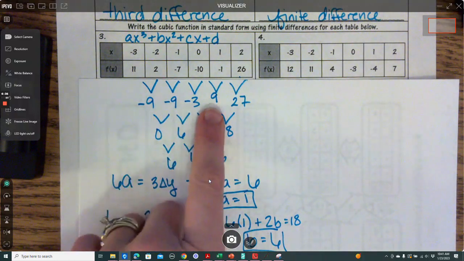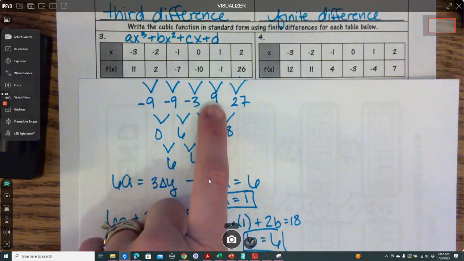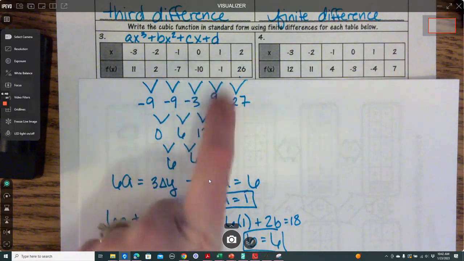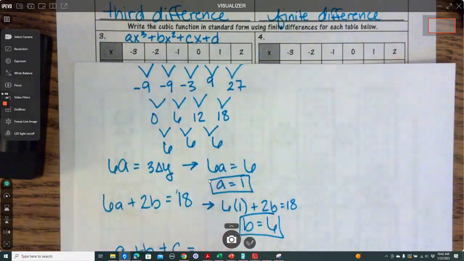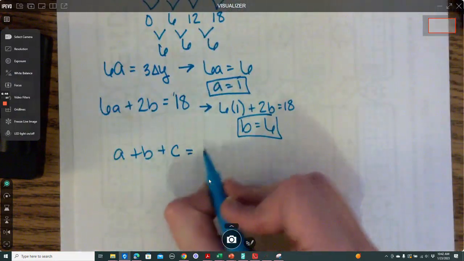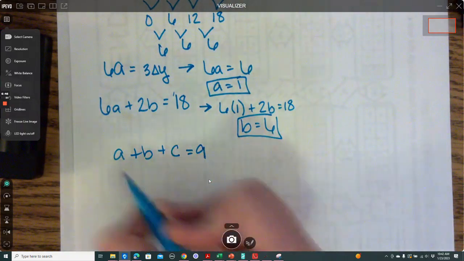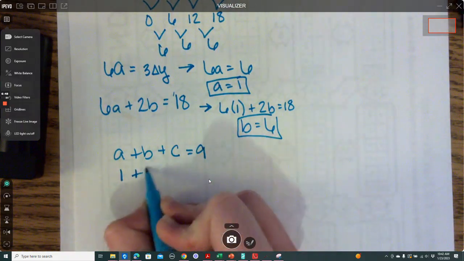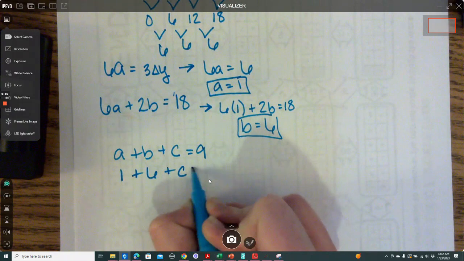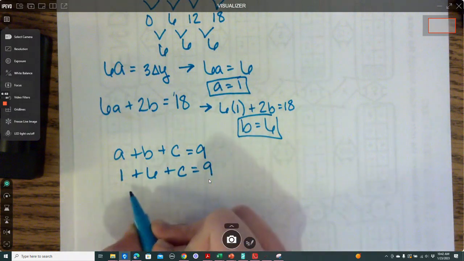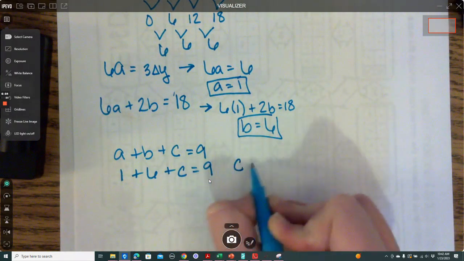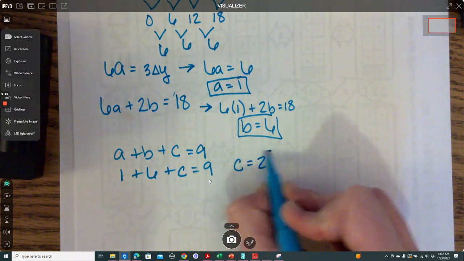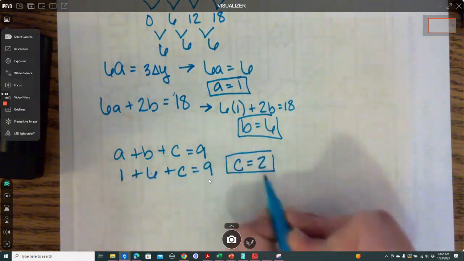It's the first change between 0 and 1. The first change between 0 and 1 is a 9. So A plus B plus C equals 9. A is 1, B is 6, plus C equals 9. So that makes C 2. Yes, 6, 7, 8, 9.